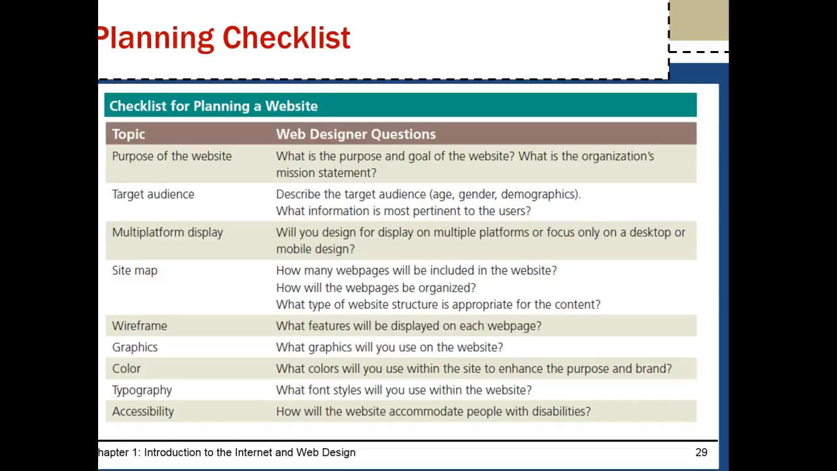So this is an example of a checklist that you can use. Some of the topics you want to focus on are the purpose of your website, your target audience, whether it's going to be on multiple platforms, whether you're going to have a sitemap, the wireframe, your graphics, color, typography, and accessibility. And these are some questions that you may want to answer before you move on and create your website.